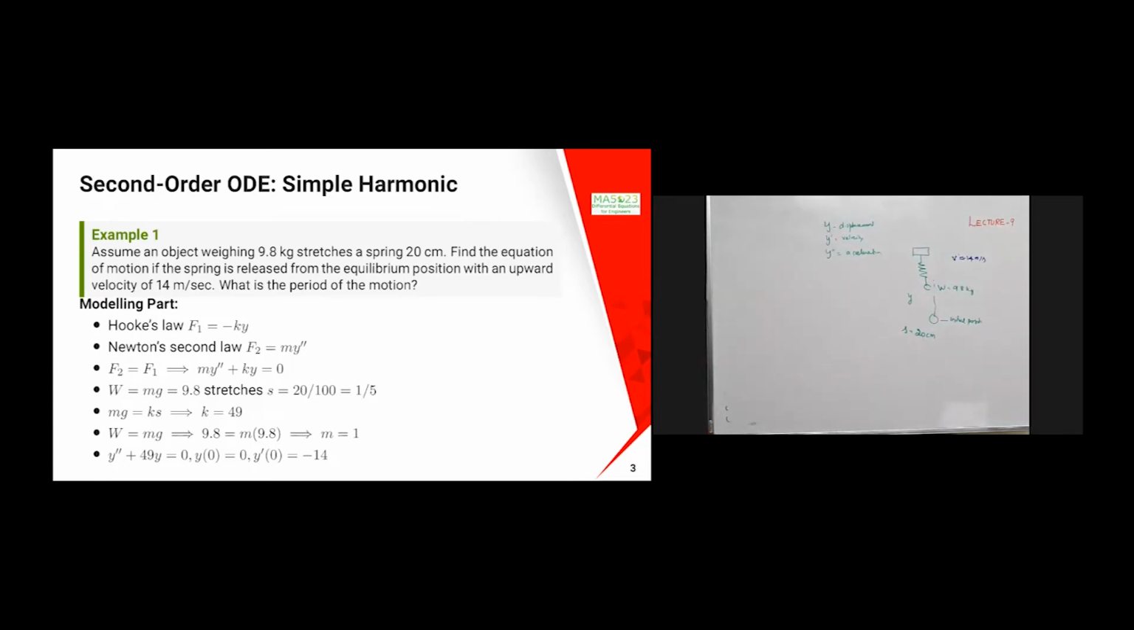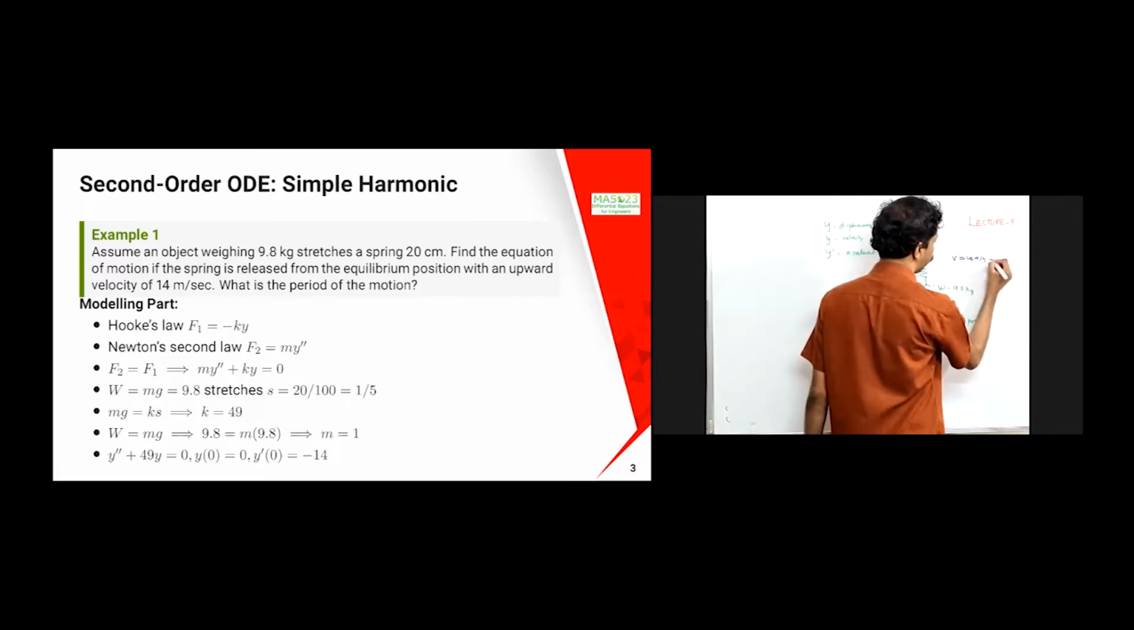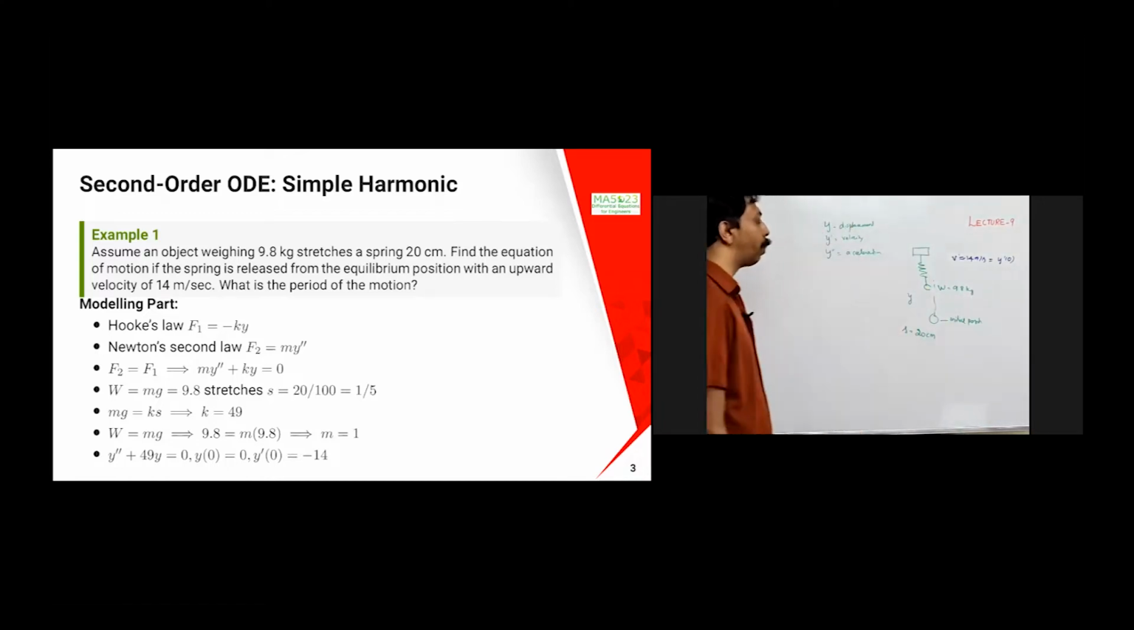Since I have already mentioned that y dash is velocity, and this is the initial velocity, I'm going to call it y dash sub 0, which is minus 14. Now we need to obtain the model for this. For this, we are going to get the help of Hooke and Newton. According to Hooke's law, F1 is equal to minus ky, where y is the displacement and k is the spring constant.